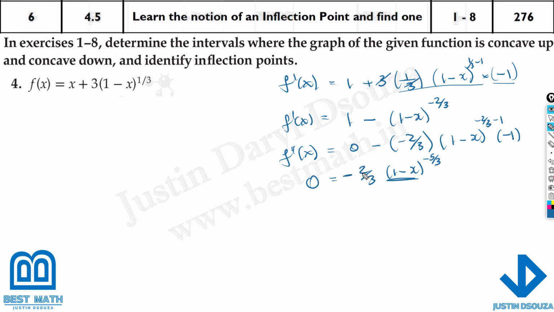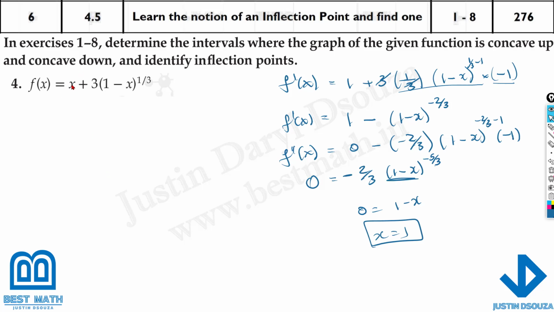So then what happens over here? Minus 2/3 to the other side will be 0. So everything will be 0. And 3 to the other side will be 3 multiplied by 0. 0 divided by 2 minus on both sides will be 0 itself. So it's very easy. What you're remaining exactly with is 0 equals 1 minus x. So x is equal to 1. That should be the inflection point.